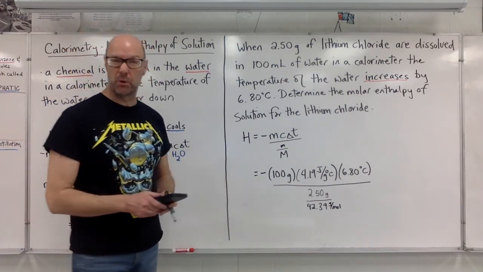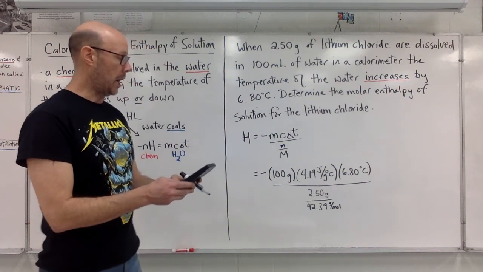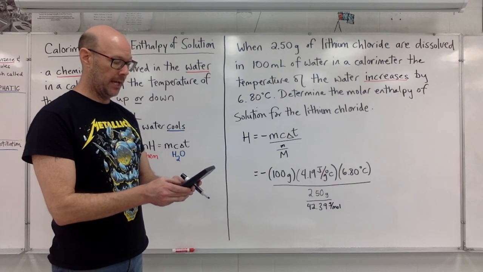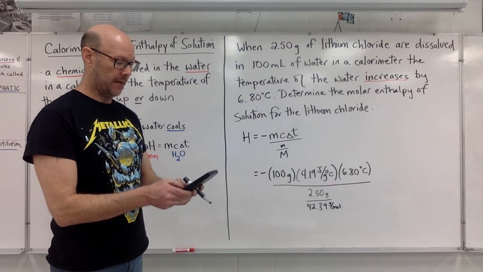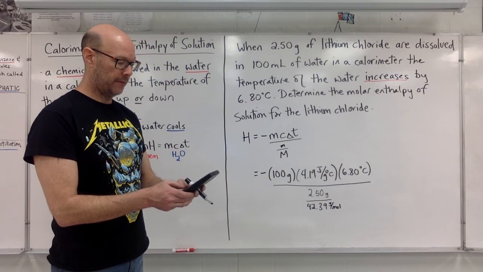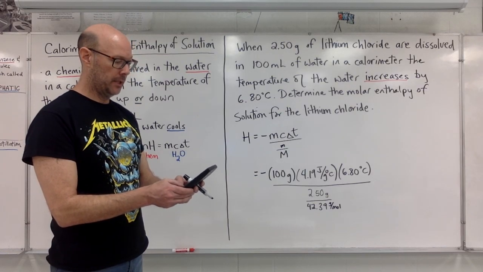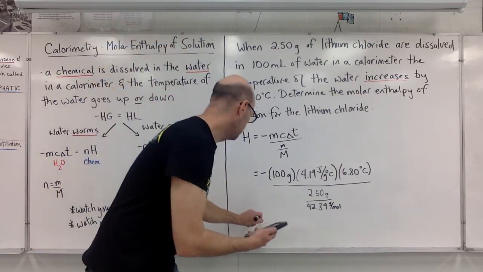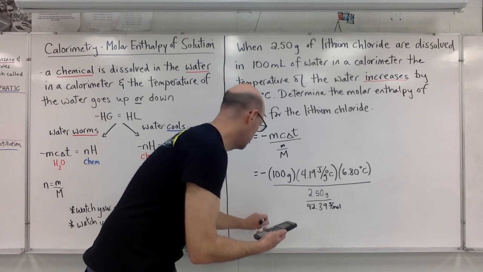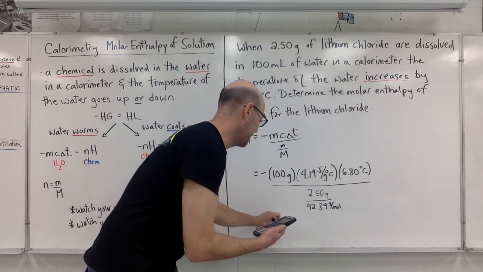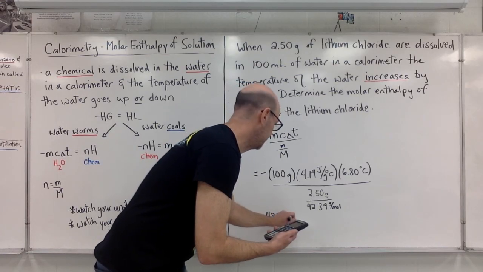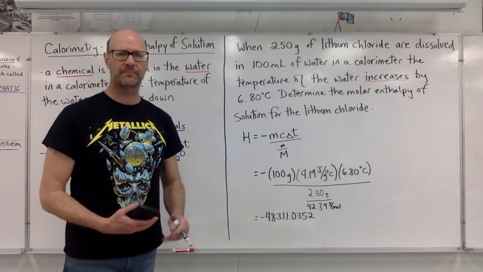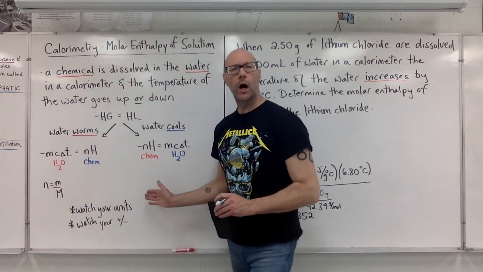My calculation is set up. There's a lot of buttons to push. Let's go for it. 100 times 4.19 times 6.8 divided by 2.5 over 42.39. What comes out on my screen is a really big number. It's negative 48,311.0352. We said, though, really watch your units.